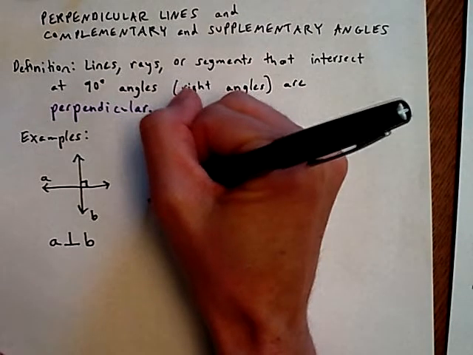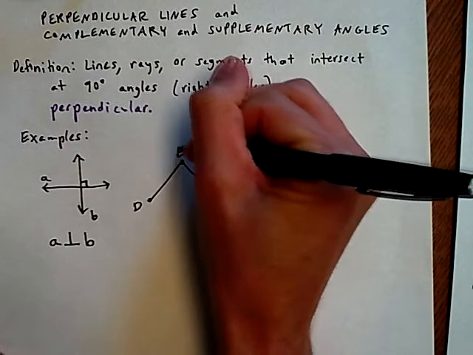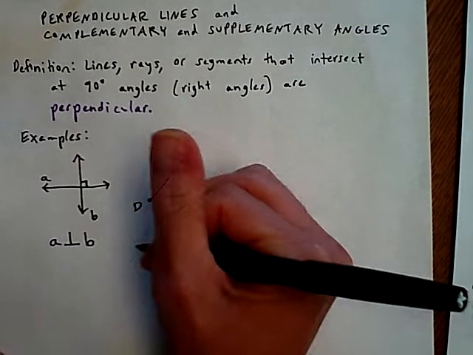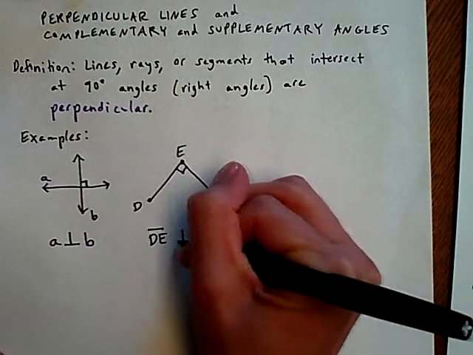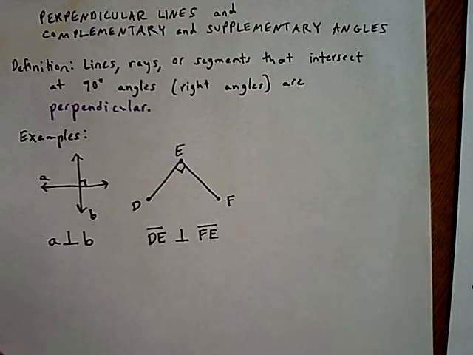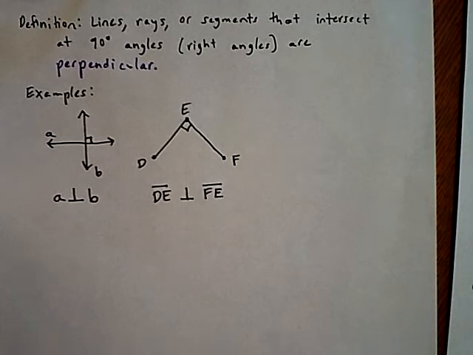We could also have two line segments, with the same little square in the corner. And here we'd say that segment DE is perpendicular to segment FE. All right. So one really important thing when you're looking at diagrams is to not assume that lines or line segments are perpendicular unless you are told. If it looks like it's perpendicular, you can't make that assumption in a proof or a problem.